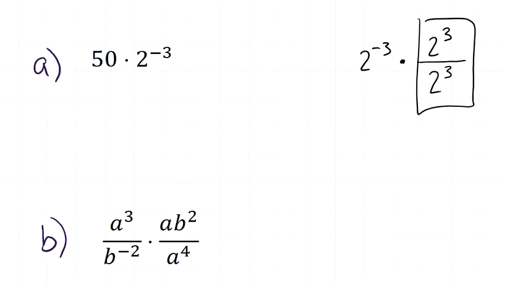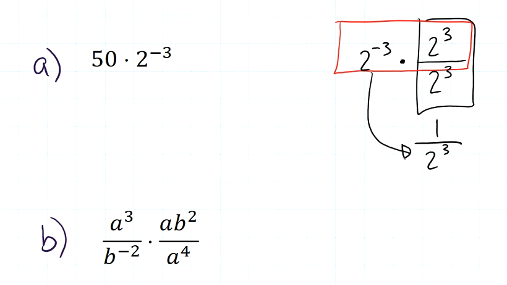But I leave the giant 1, and if you look, if I multiply this numerator, 2 to the negative third times 2 to the positive third, that's 2 to the 0 power, which is 1. And then in my denominator, I've got 2 to the positive third. So 2 to the negative third power is the same as 1 over 2 to the third. So I think you can see the shortcut there. So I can rewrite this as 50 times 1 over 2 to the third power.